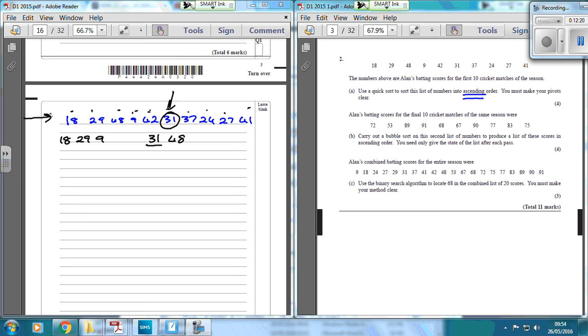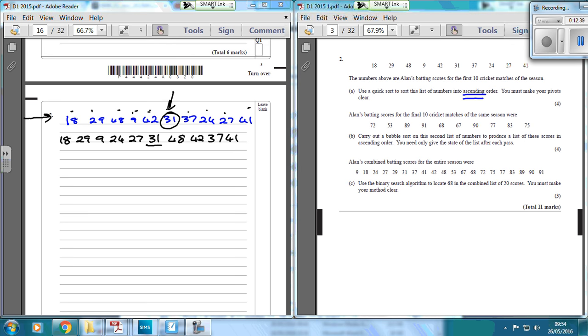So 9 is before 31, 42 is after, 37 is after 31, and 24 is before 31, 27 is before 31, and 41 is after 31. So that's the first thing we do.